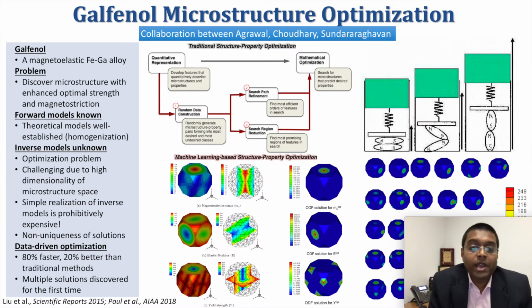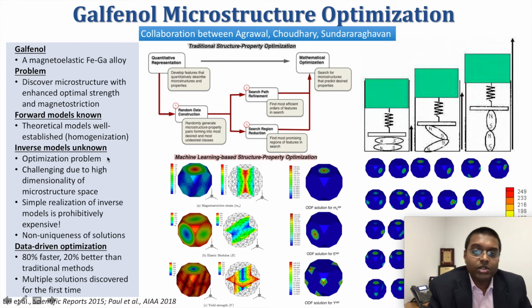This is another example of microstructure optimization, so an inverse problem, a collaboration with Veera Sundar Raghavan from the University of Michigan Aerospace Department. The material of interest here is a magnetoelastic iron gallium alloy called Galfenol. Just like thermoelectric materials convert heat and electricity, magnetoelastic material can convert elastic force to magnetic field. So they have applications in actuators, sensors, and the aerospace industry.